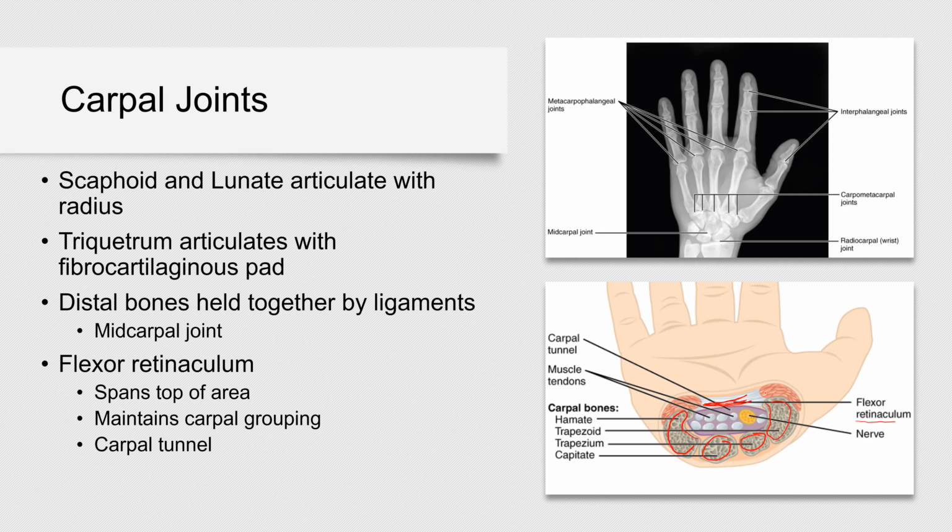Then you have your muscles. This is called the muscle of the thenar group. This is the muscle of the hypothenar group. And then you have a connective tissue here that closes up this area, that's your flexor retinaculum. And this is what forms the carpal tunnel. So the name is over here. So flexor retinaculum spans the top of this area, maintains carpal grouping, and forms the carpal tunnel.